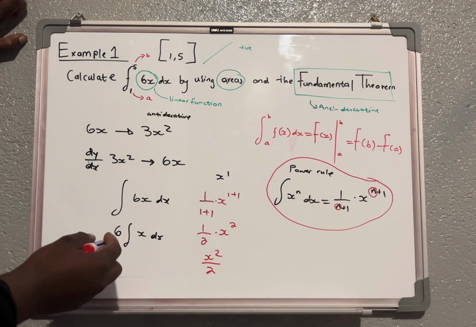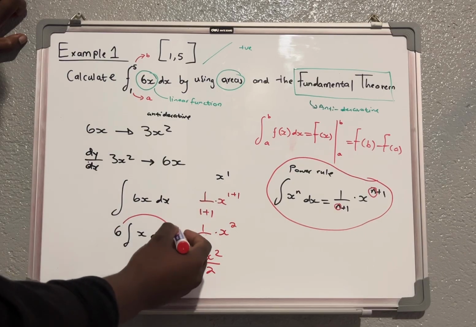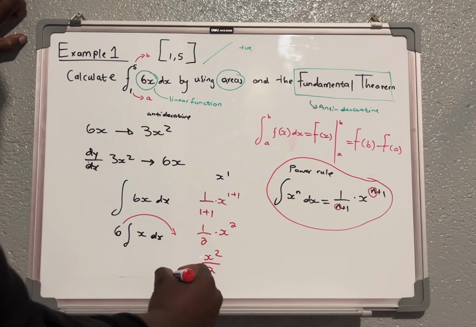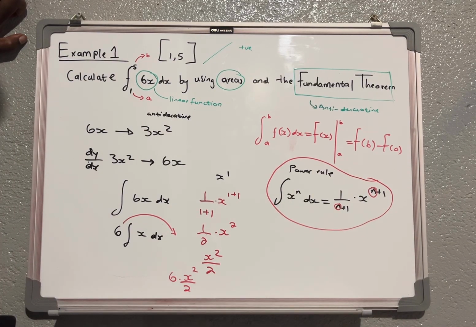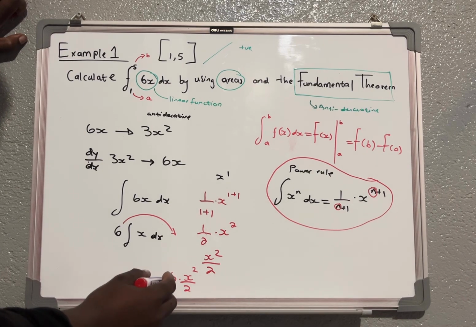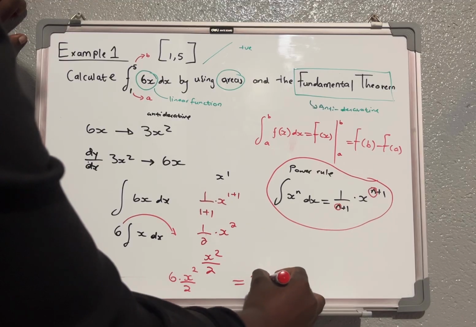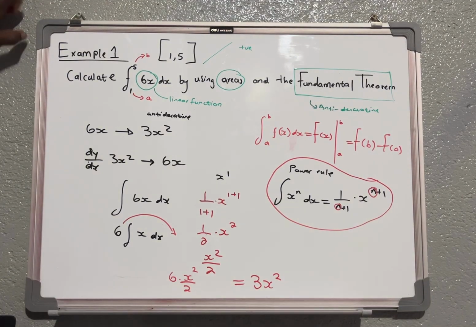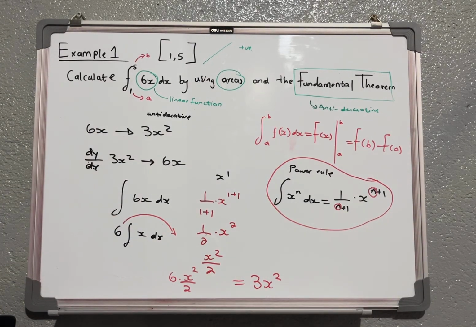Then remember, we still have this 6 that you have on this other side. It means now you can transfer this 6 back to this side. It will make we have 6 multiplied by x squared all over 2. Then your 6 divided by 2 gives you 3x squared. So you see how we've managed to work this one backward to the one that we had.